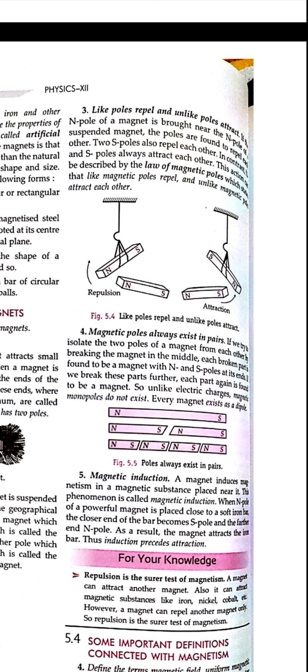When the north pole of a powerful magnet is placed close to a soft iron bar, the closer end of the bar becomes a south pole and the farther end becomes a north pole. So the magnet attracts the iron bar, and thus induction is produced. So these are the properties of the magnet.